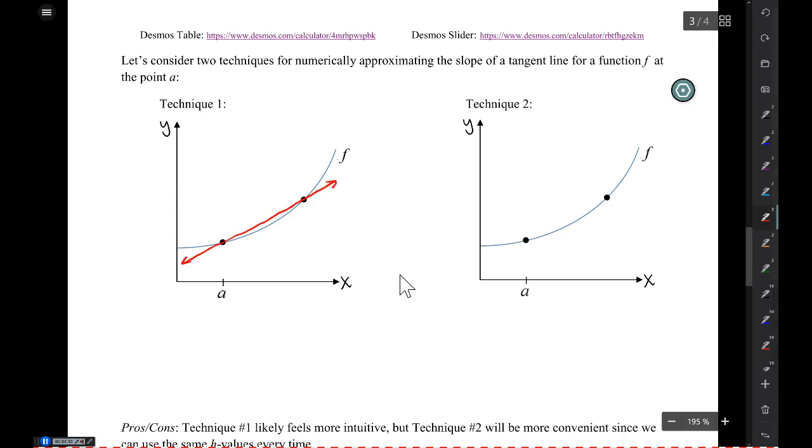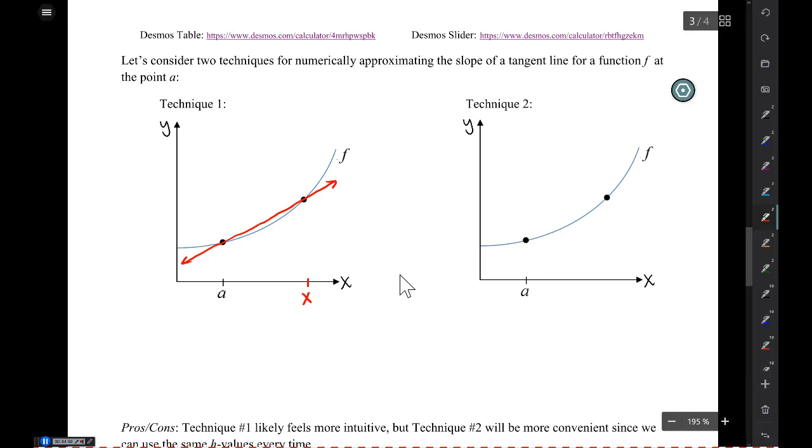There it is. Now this other point, I can really call this whatever I want to. It's the one that's going to move, so it makes sense to call it a variable, like x. So if I call this x, then the way that I find the slope is taking the change in y over the change in x.